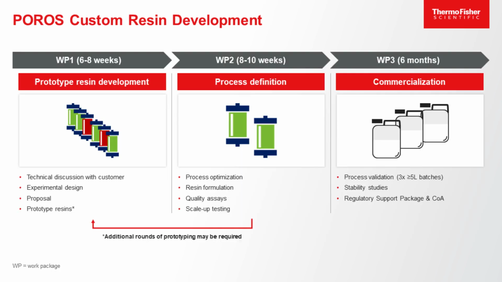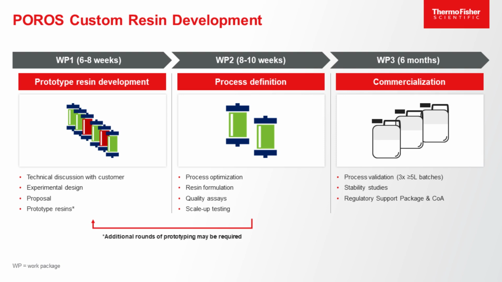facility. So our custom development program for porous follows basically the same process as our Capture Select process, but of course with less steps, right? Because again, in this case, we assume that the customer will have their own affinity ligand. And what we start off here is we start off again with work package 1, which is called prototype resin development.